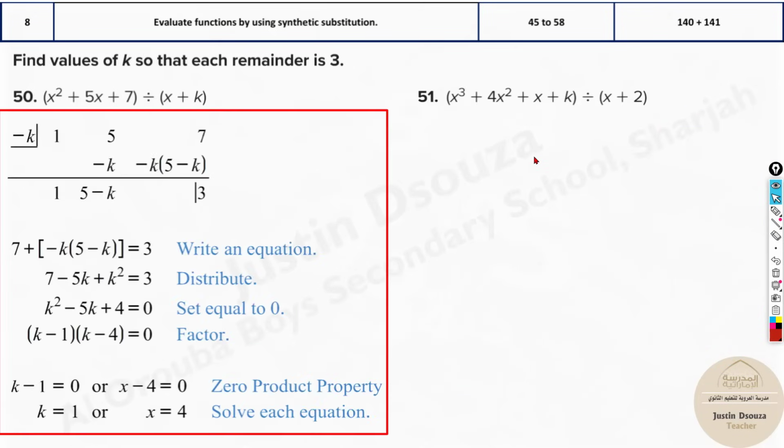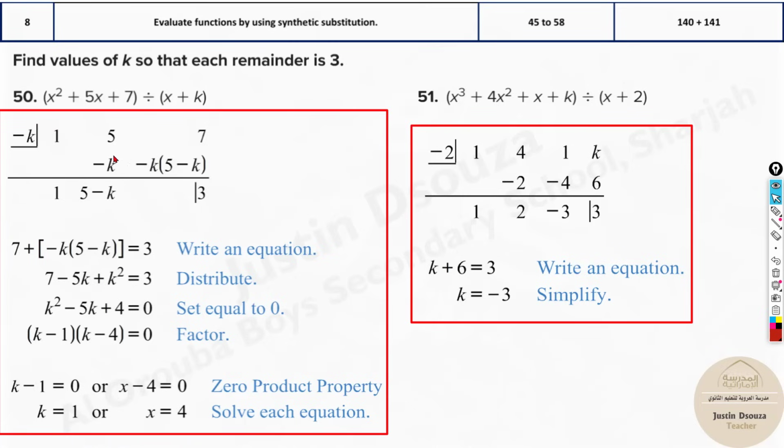Same thing goes over here. You can see the worked out solutions. Not that difficult. Over here, you can just multiply it inside. Now, what happens in the left one over here, the 50th problem? You get a quadratic. Why? Because you can see over here, k is multiplied. It will be minus 5k minus k squared. So all you need to do is 7 minus 5k plus k squared equals 3. Rearrange this and get it in terms of quadratic. k squared minus 5k, and 7 minus 3 is plus 4, is equal to 0.